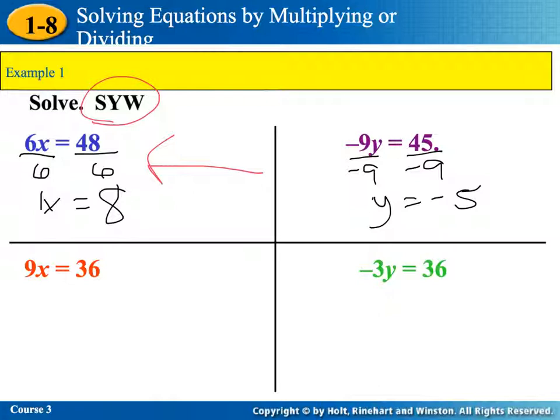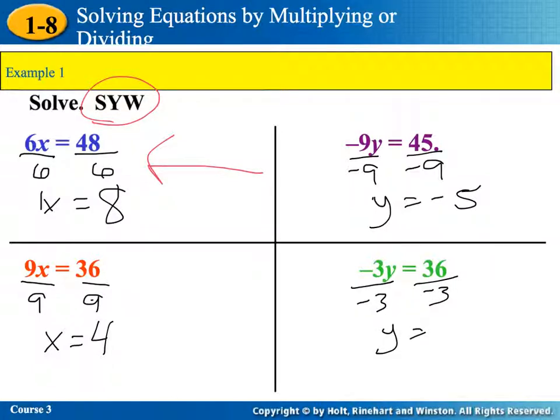9x is equal to 36. Again, dividing by that coefficient. Dividing by 9. So your answer, x is equal to what? 4. Awesome. Next, negative 3y is equal to 36. Divide by negative 3. What's the answer? Say it aloud. Tell a friend. 36 divided by negative 3 is negative 12.